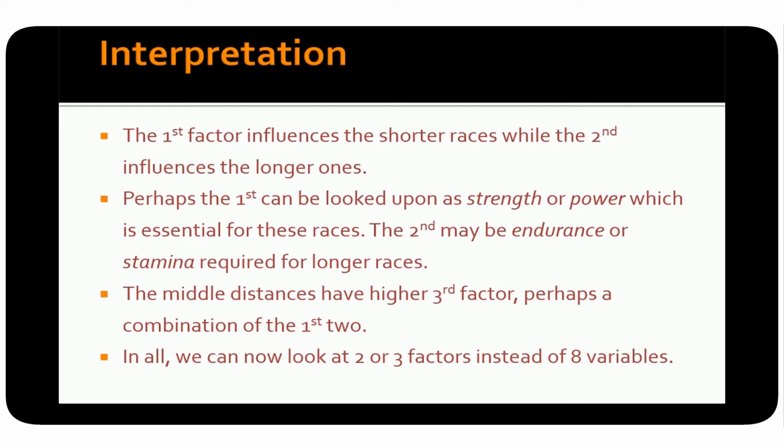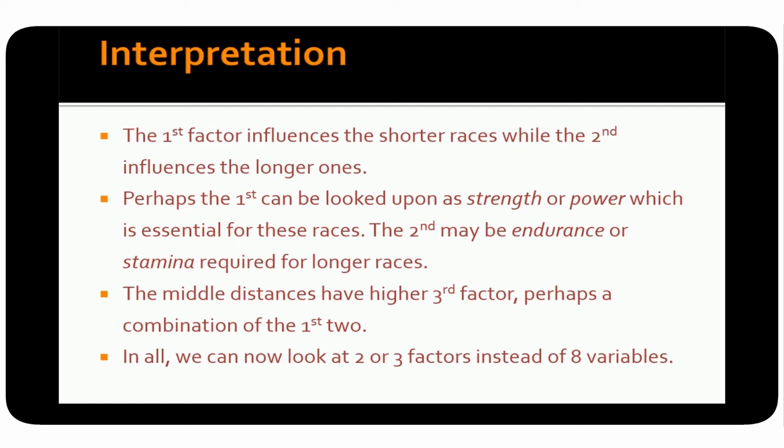Obviously, these results need to be interpreted by the expert, but what we can see is that in the shorter distance races, the first factor plays a major role, and for the longer races, the second factor plays a more positive role. So, suppose we call the first factor maybe the strength. You require more strength for the shorter distances. So, if you have more strength, probably you will be doing better in the shorter races. In the second one, you need more stamina, more endurance, and in this case probably the second factor is endurance, and the more endurance you have, the better the chances of doing well in the longer races.